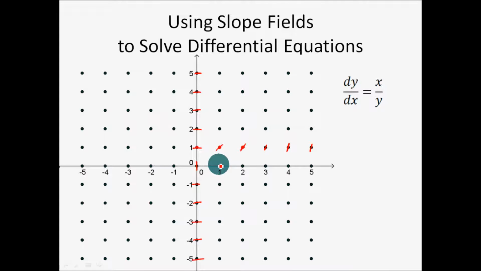And let's look at this guy. 1 over 0, undefined. 2 over 0, undefined, and so on. All of them are undefined.